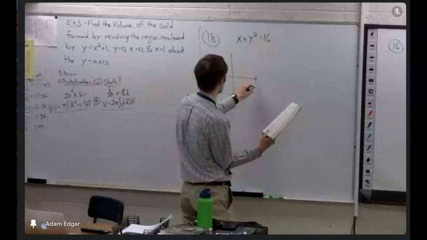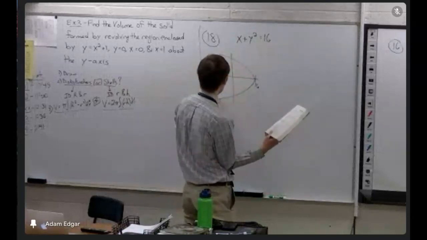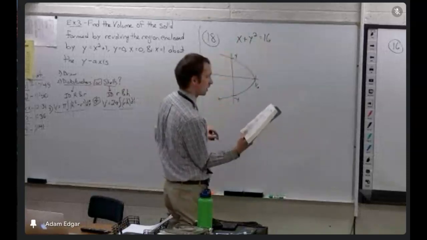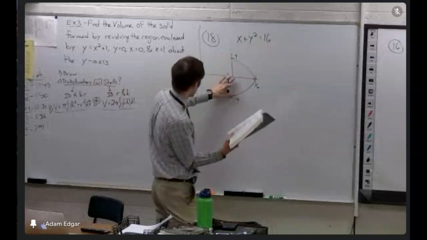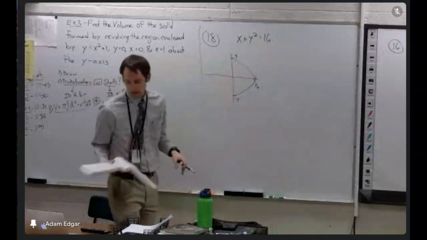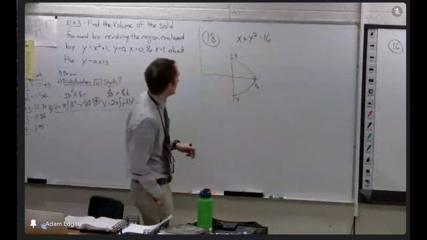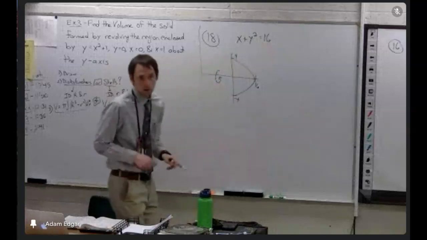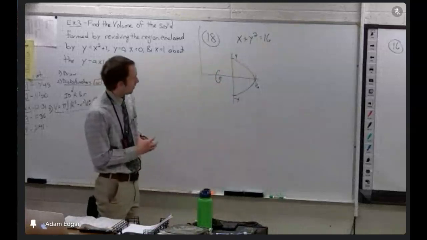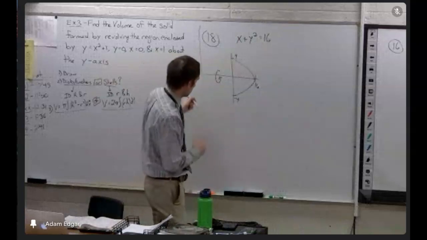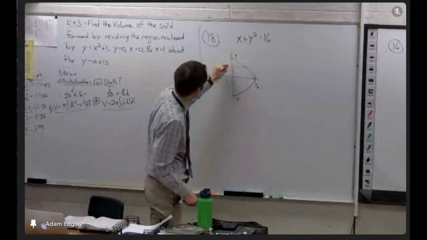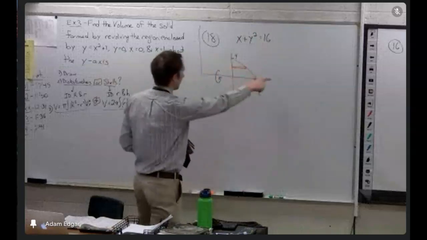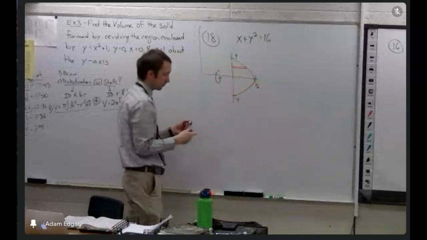Here's 16 out here. And I think this is 4 and -4. And then we're going to cut this off so it doesn't continue on past the x-axis. And we rotate this thing about the x-axis. And then they tell us use shells. So we're taking this here, parallel to our axis of rotation because we're going to do shells.